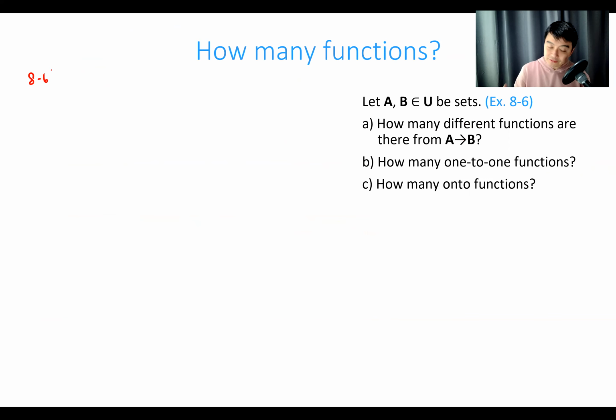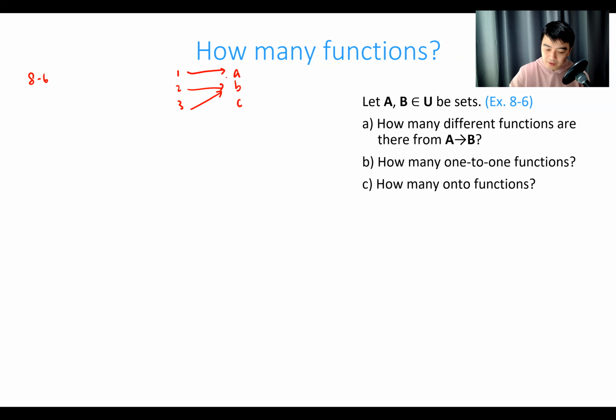Now, when I mean different functions, what I mean by this is let's say I have 1, 2, 3, and then I have A, B, C. So by different function, I mean that the mapping is different. So for example, I have a function that can go like this. One goes to A, two goes to B, three goes to B.